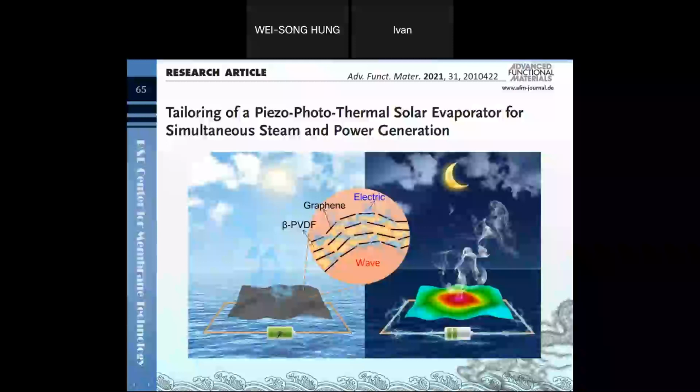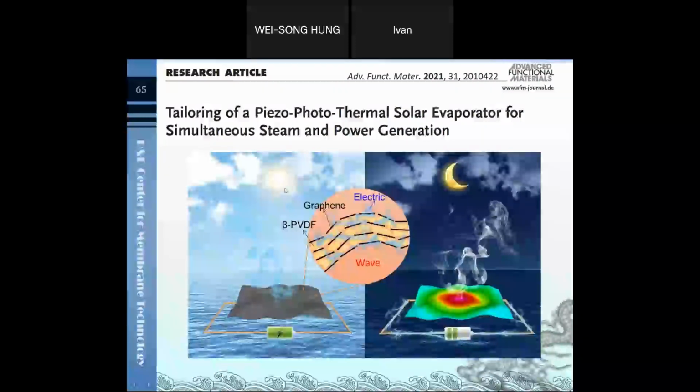Here, by using solar evaporation, we produce the water and the energy at the same time. The solar evaporation can produce the water, and the ocean vapor is good for power generation.